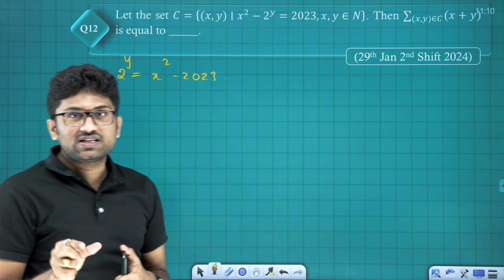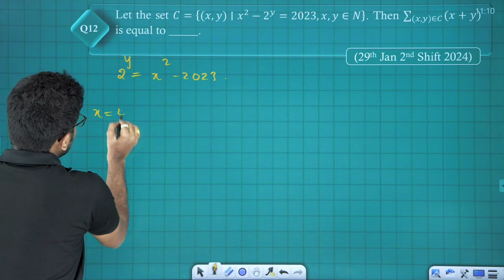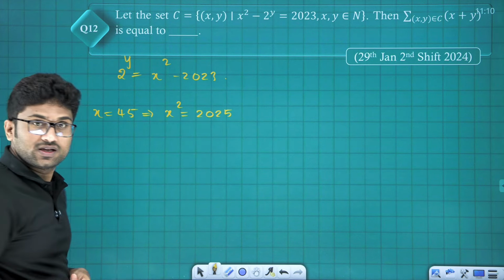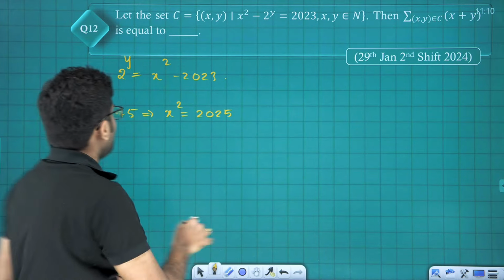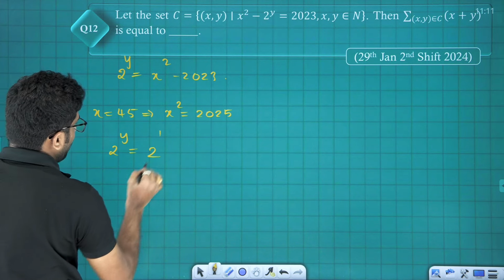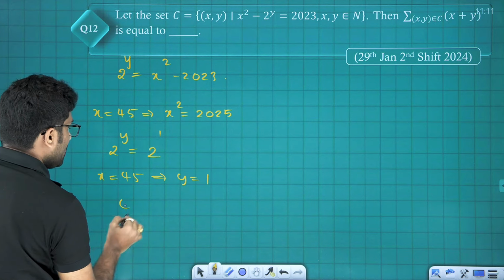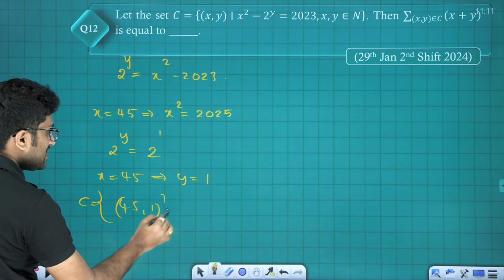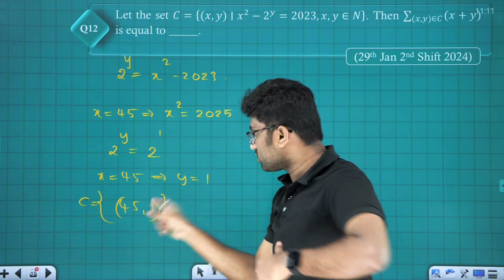If you observe this, friends, it is true only for one number, that is x is equal to 45, which implies x square is equal to 2025. 2025 minus 2023 is the only exponent of 2 that we have, that is 2 power y is equal to 2025 minus 2023, which is 2 power 1. So if x is 45, y is equal to 1, and 45 comma 1 is the only element which C has. That's it. For no other element it is going to be true.